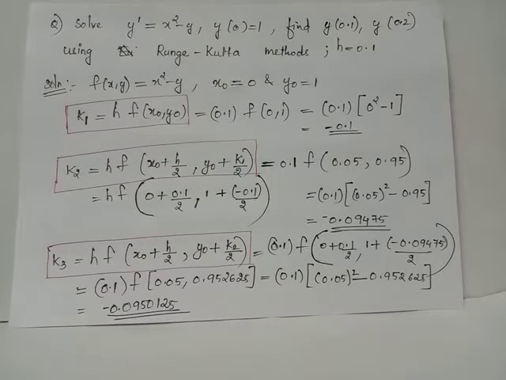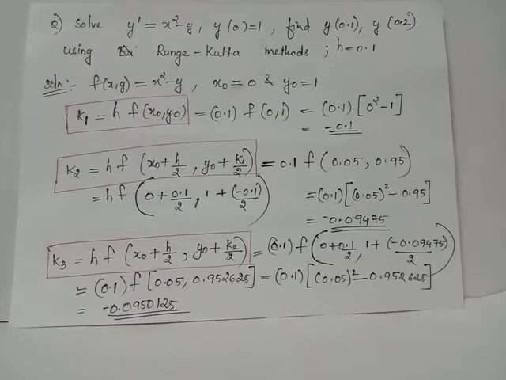In this given question, we have to solve dy by dx equals y dash equals x square minus y given the condition y of 0 equals 1. That is, we have f of x,y equals x square minus y, and since we have y of x naught equals y naught, x naught equals 0 and y naught equals 1. We have the step size given as h equals 0.1. We wish to find out y of 0.1 and y of 0.2.